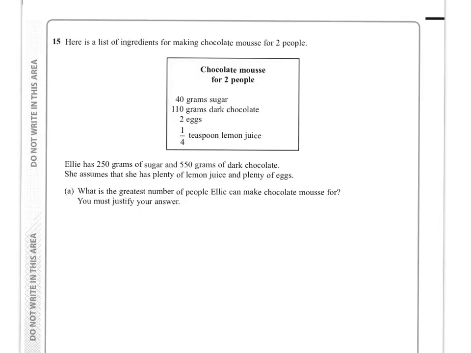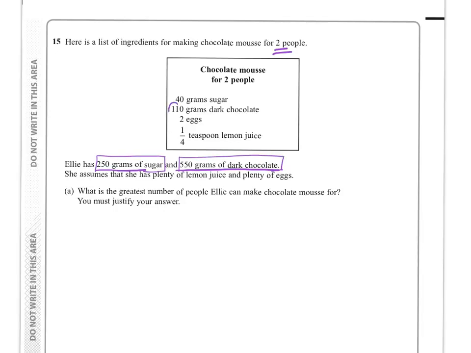Question 15. Here is a list of ingredients for making chocolate mousse for 2 people. Don't forget that's for 2 people. It says Ellie has 250 grams of sugar and 550 grams of dark chocolate. She assumes that she has plenty of lemon juice and plenty of eggs. What is the greatest number of people Ellie can make chocolate mousse for? Well, it really depends then on the sugar and the dark chocolate not running out.